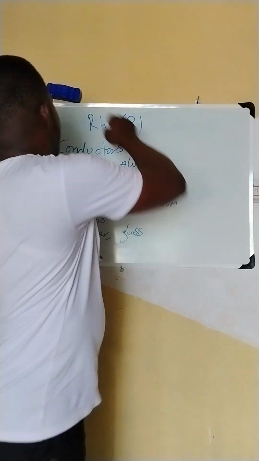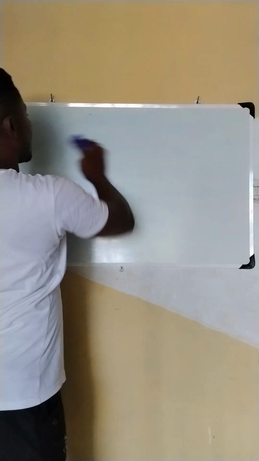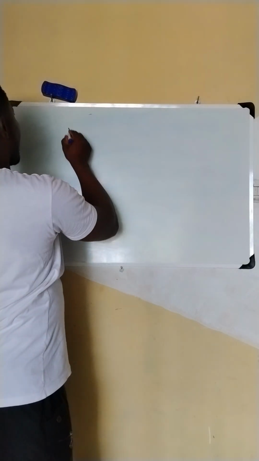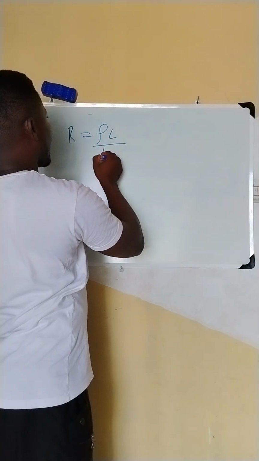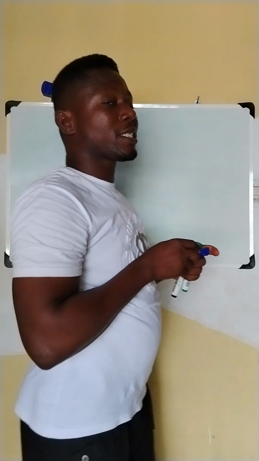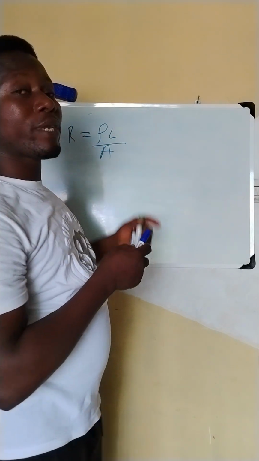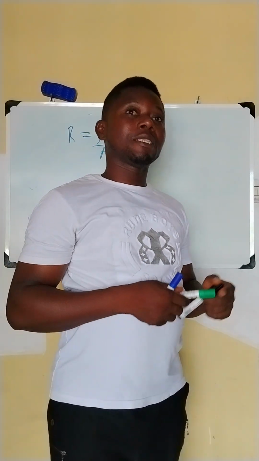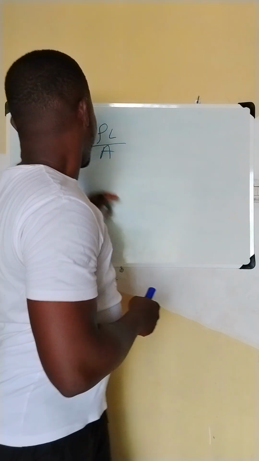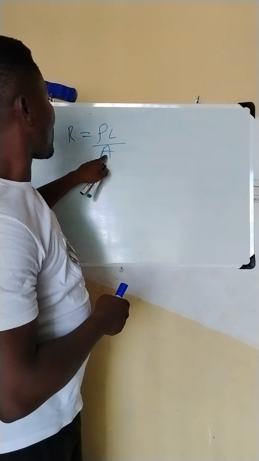Now, the mathematical relationship is R is equal to resistivity multiplied by length all over area. In our previous lesson, I told us that resistance is directly proportional to the length and inversely proportional to the cross-sectional area, or you call it thickness. So here it means that resistance is equal to resistivity multiplied by length all over area.